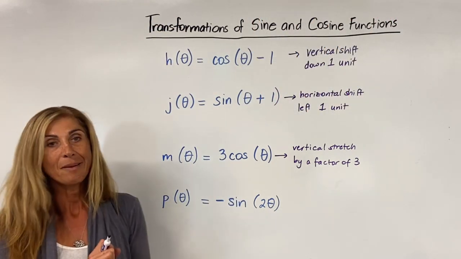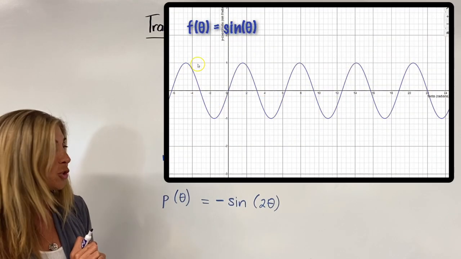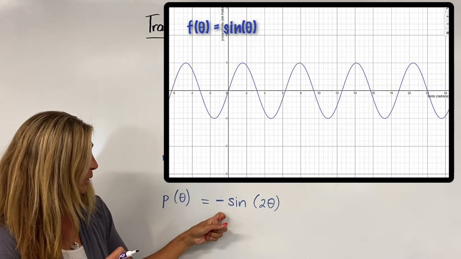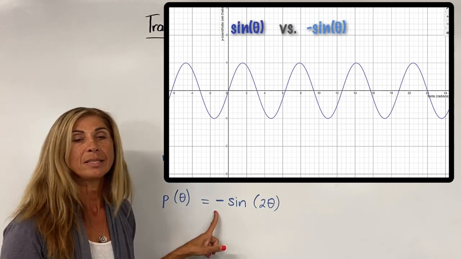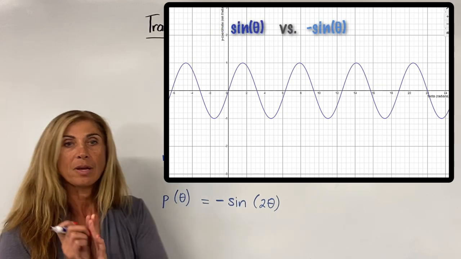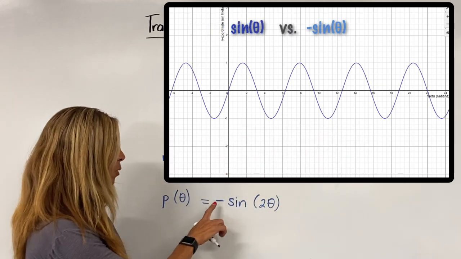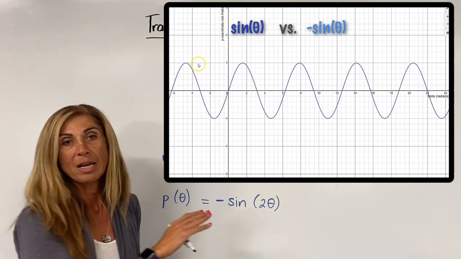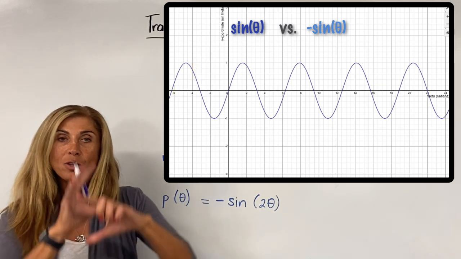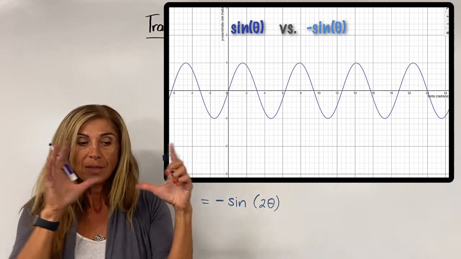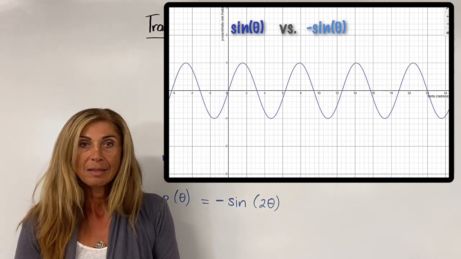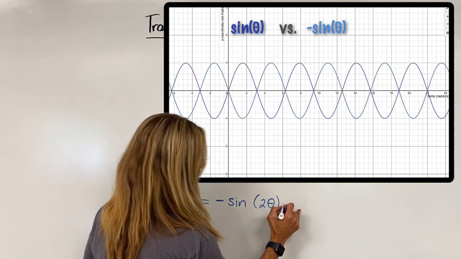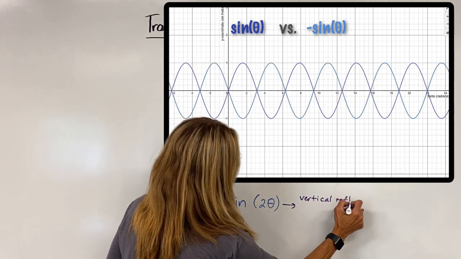Fourth example, p of theta equals negative sine of 2 theta. We actually have 2 transformations happening here. The first one, the negative in front, anytime you have a negative of your existing function, we are simply taking our values and making them the opposite. If our negative is in the front and our function values were positive, they would become negative. If they were negative, they would become positive. So we have a reflection vertically.